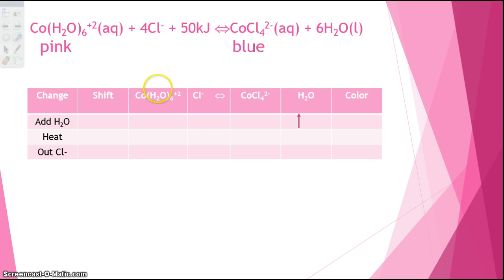But what happens if we do something to the system to upset the equilibrium? Well, let's say I do these following changes: add water, add heat, or take out some chloride. So what happens if I add water? Well, according to Le Chatelier, if I add water, the system will try to do the opposite or undo the change. So if I add water, the system will try to get rid of the water.